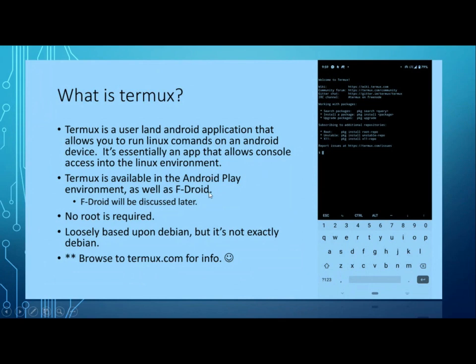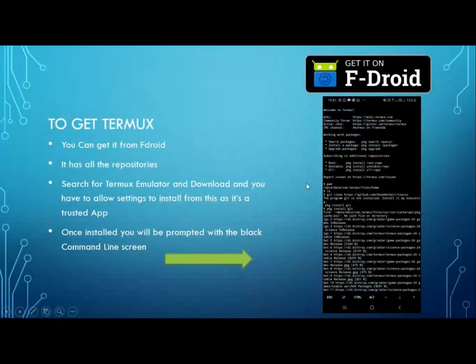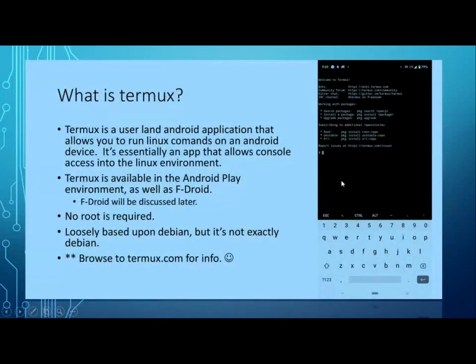You have to go to F-Droid and search for Termux. That is nothing but a terminal emulator. You'll be provided with all this information. Once you get the terminal emulator, you'll be asked to download and install. Once you have downloaded, it will be easy for you to install. Automatically, it will be installed in your system. If you open the terminal, it will be like this: the black screen with the keypad at the bottom.